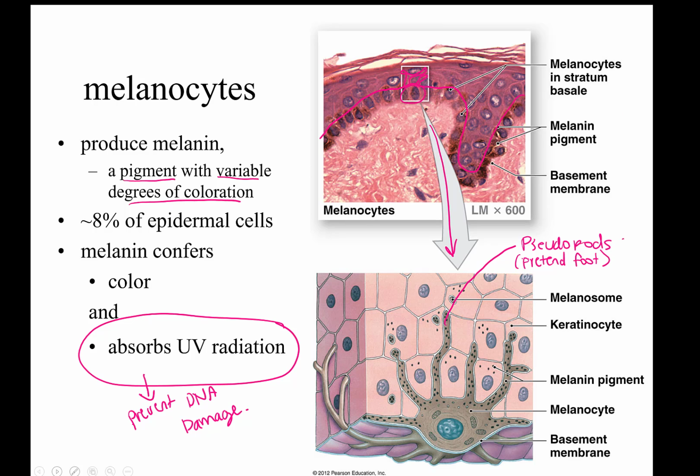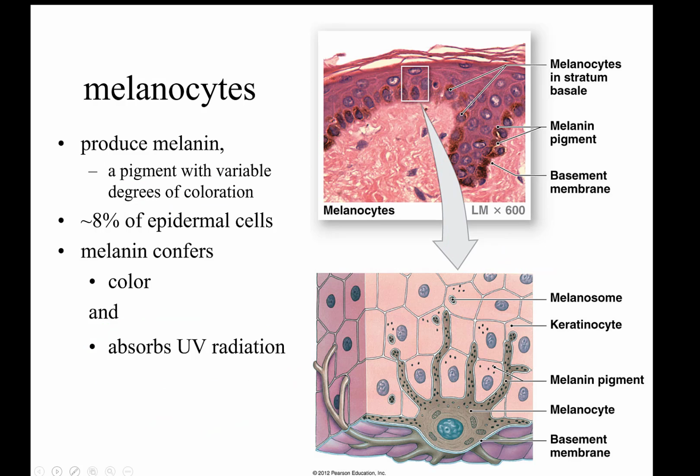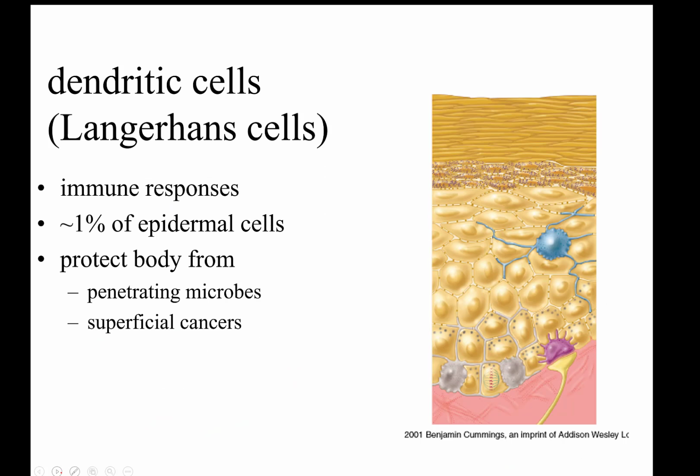We'll talk about human skin color in more detail later, but for now, let's move on to dendritic cells. I mentioned in lecture that these are perhaps my favorite epidermal cell type. These are an immune cell, which means that they're kind of looking out for cancer cells and pathogens. So penetrating microbes, anything on the outside that might be trying to get in.